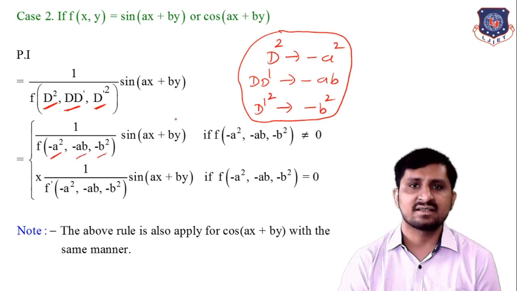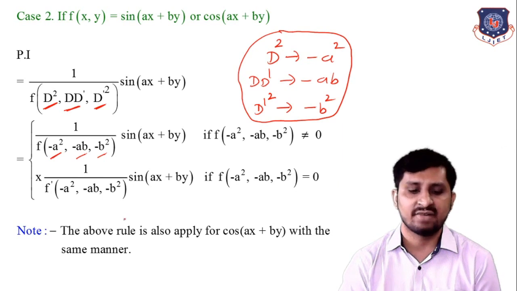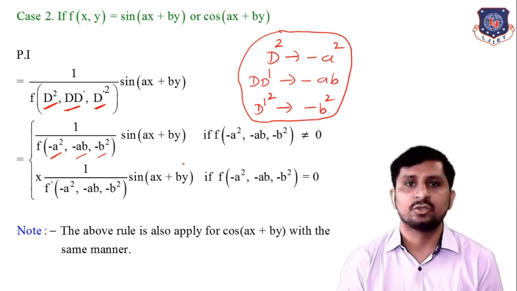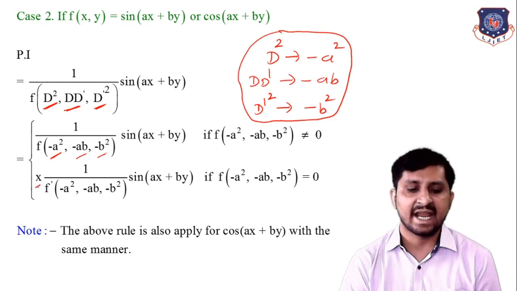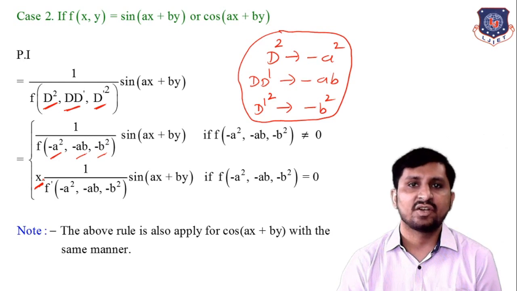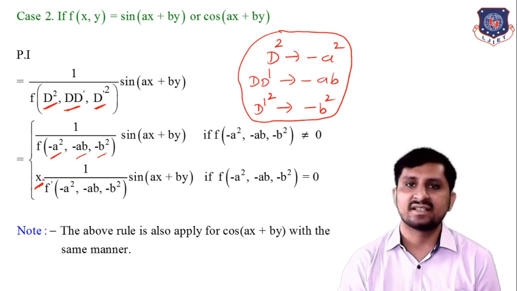Now you can understand the rule is the same for both functions, either sin ax plus by or cos ax plus by. I just mentioned here that the above rule is also applied for cos ax plus by with the same method. Now again, suppose the denominator becomes 0. Then the same rule which we applied in case 1 applies: you have to multiply with x, and differentiate f of d dash with respect to d, and apply the same rule once again.